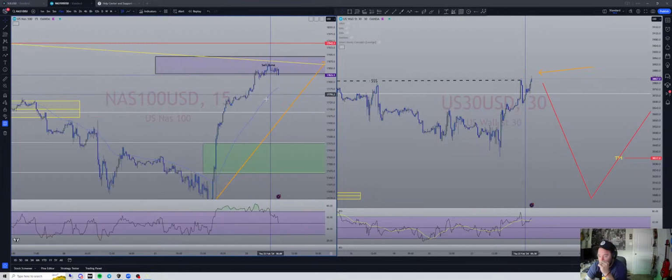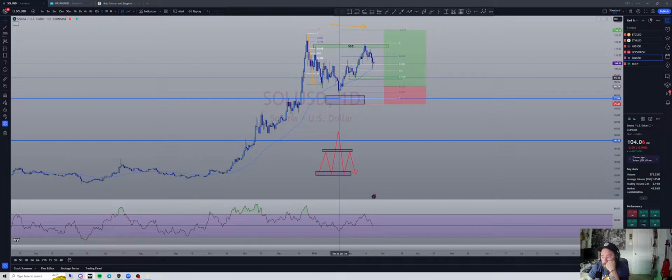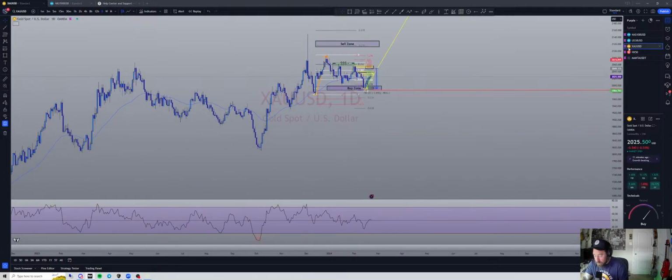I cannot believe how absolutely slow this is moving, dude. Thank you, Cody. Appreciate the comment. This is moving so damn slow. I was hoping we'd have a good trading day where we have some volatility. We could smash some trades.